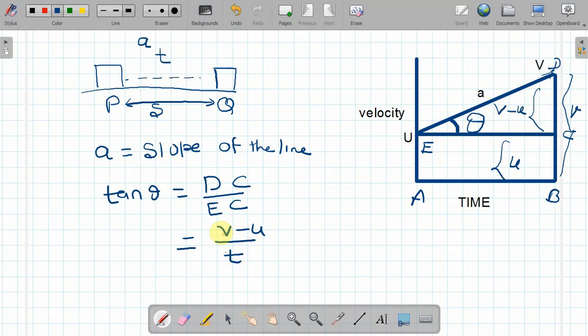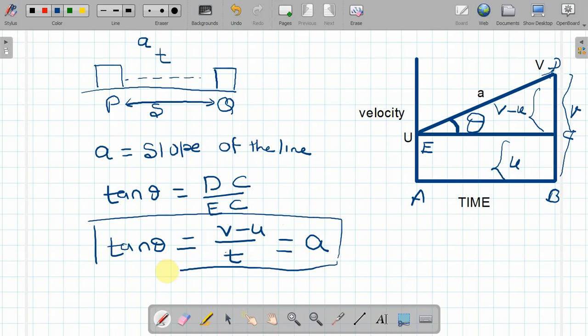Now what will happen as per the fundamental definition of acceleration? Acceleration is the change in velocity by time. So this is acceleration. The same equation is also equal to tan theta. If you see like this, that is the reason we say acceleration is nothing but the slope in the velocity time graph. Again, I'm repeating, acceleration is the slope of the velocity time graph.